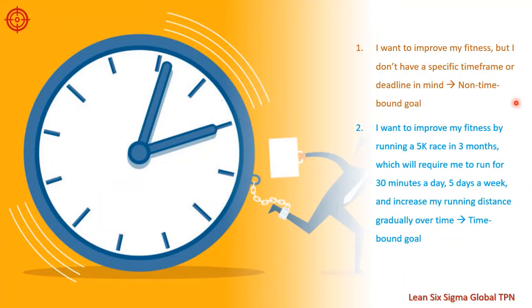On the other hand, the time-bound goal of running a 5K race in 3 months has a specific deadline, requires a specific daily and weekly time commitment, and has a clear progression plan to track progress over time. This goal is motivating and accountable, providing the person with a clear target to work towards within a specific time frame.